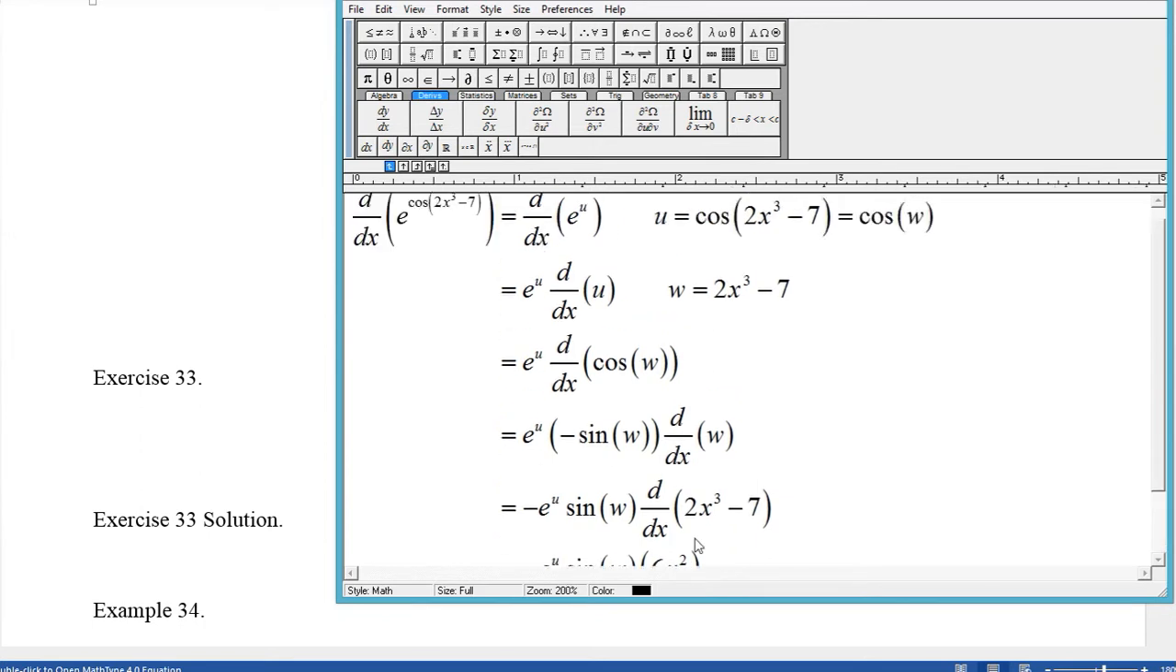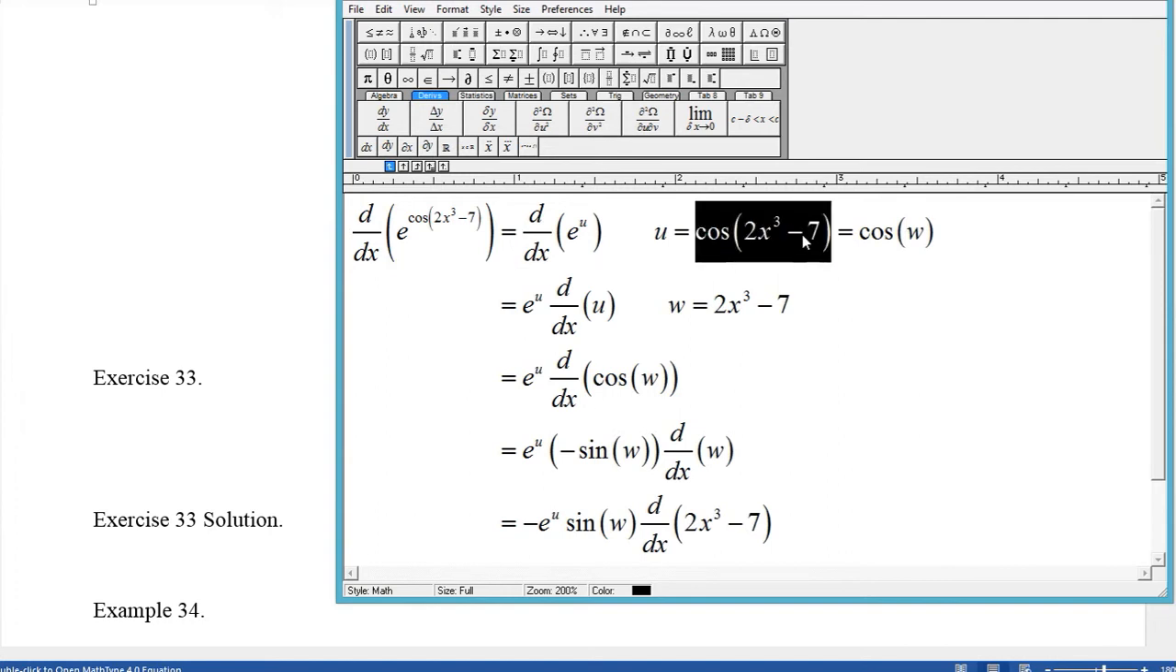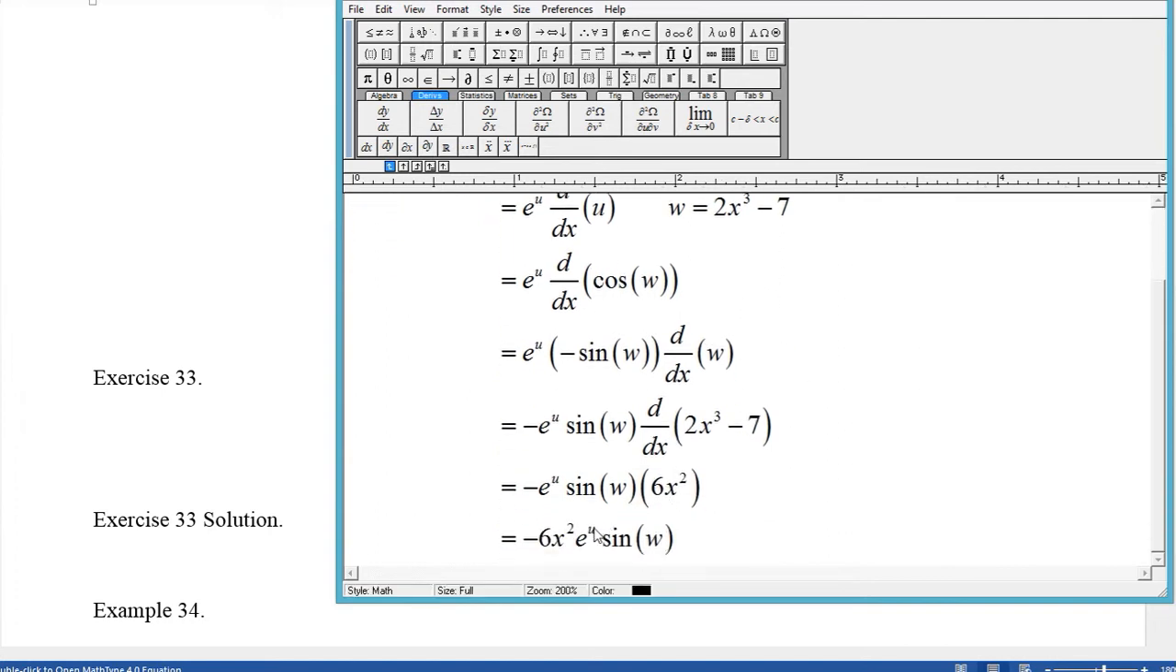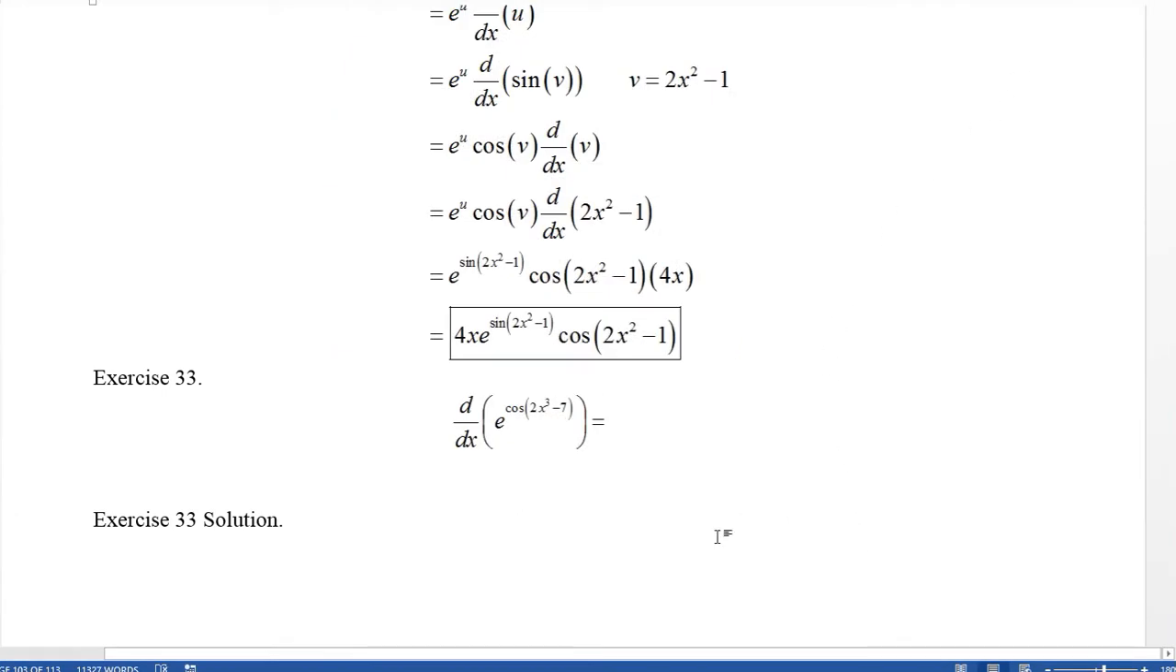Okay, what was u? U is cosine of 2x cubed minus 7. Let's just take that and put it in place of the u here. And what is w? 2x cubed minus 7. Let's put that in place of the w here. And now we have our answer. So there's another example where you have to use the chain rule twice.